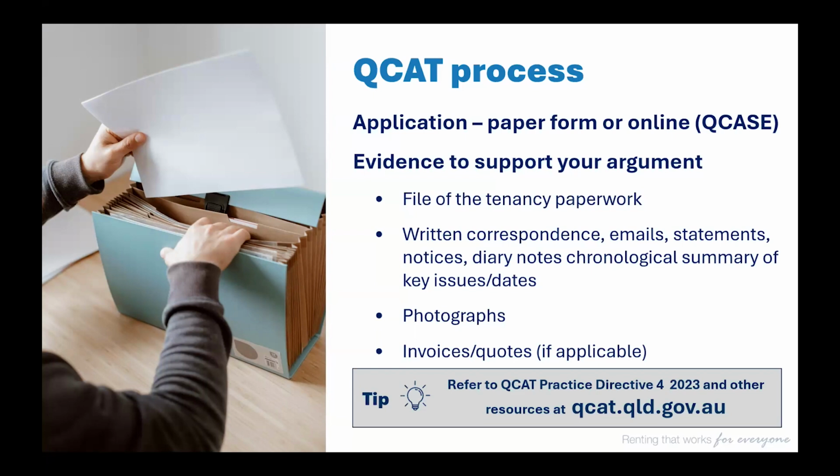It's important to have solid evidence to support your claim or your argument. This could include things like tenancy paperwork, any correspondence or emails, photos, copies of notices and invoices. If rent arrears are involved, then a copy of the rent ledger and bank statements would be included in this. What also helps is a chronological summary of key issues and dates. This helps the adjudicator follow the tenancy and understand the issues and what steps or actions have been taken.